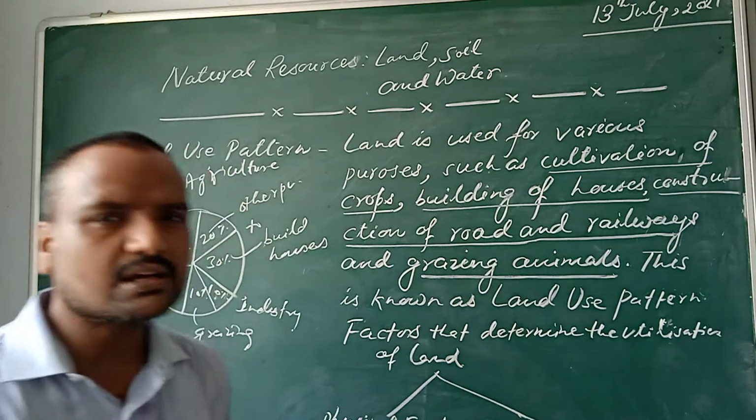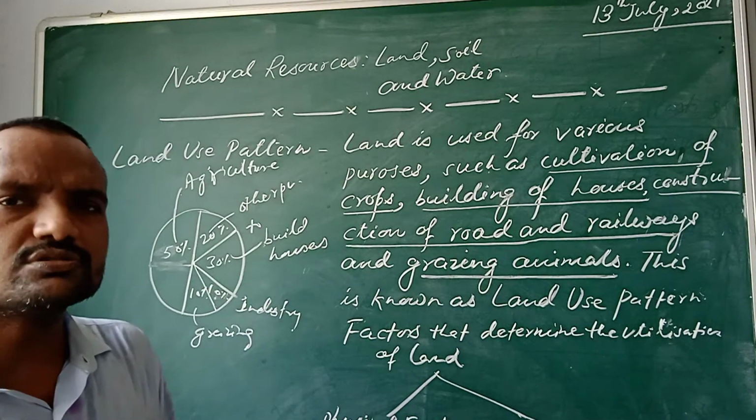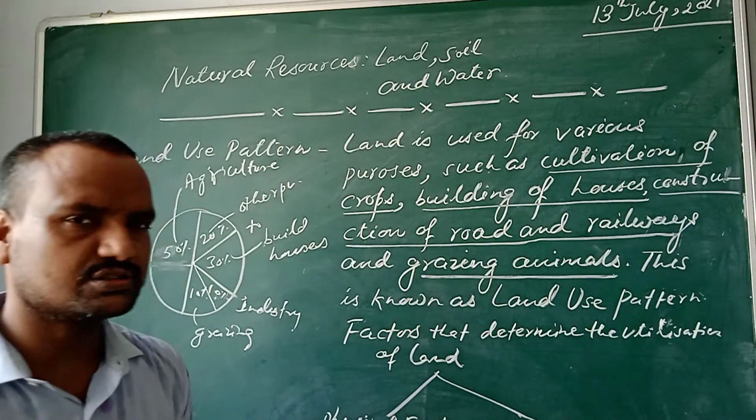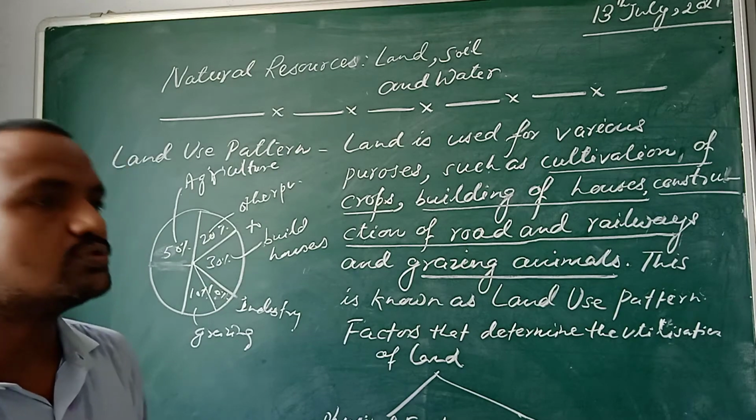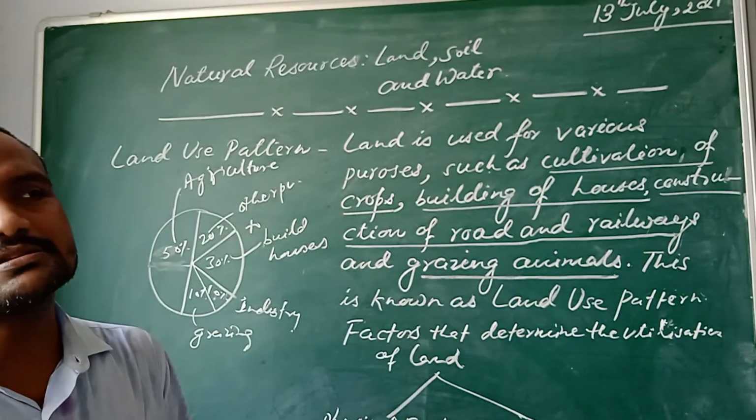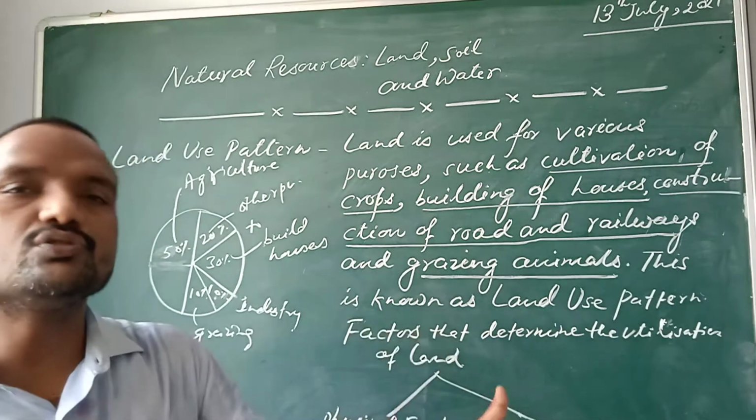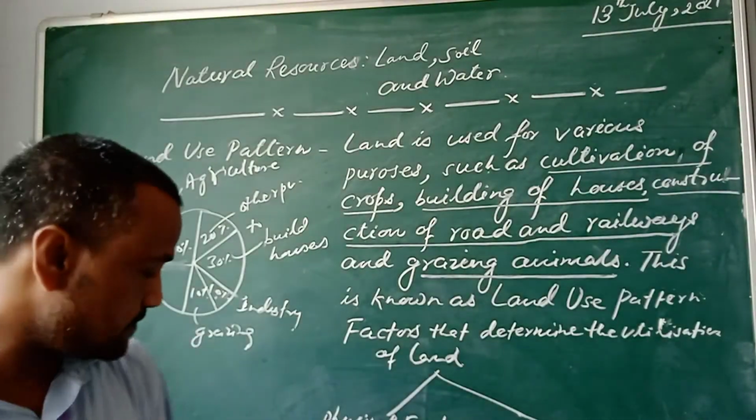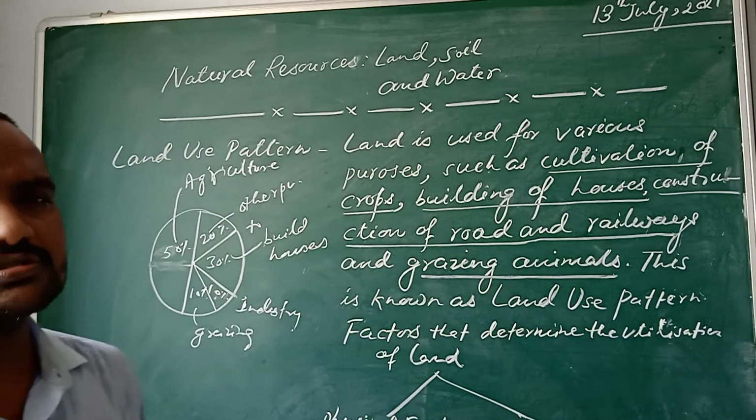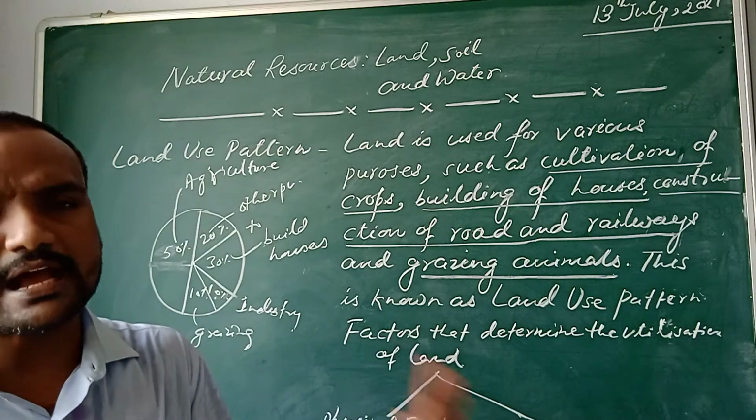Apart from this, climatic condition also matters. How you are going to use the land is also determined by the climatic condition. Let me tell you, if the climatic condition is such that you won't be able to cultivate the land over there, then you would be using the land for different other purposes. Next is mineral resources. If a place is full of minerals, you won't be doing agriculture there.